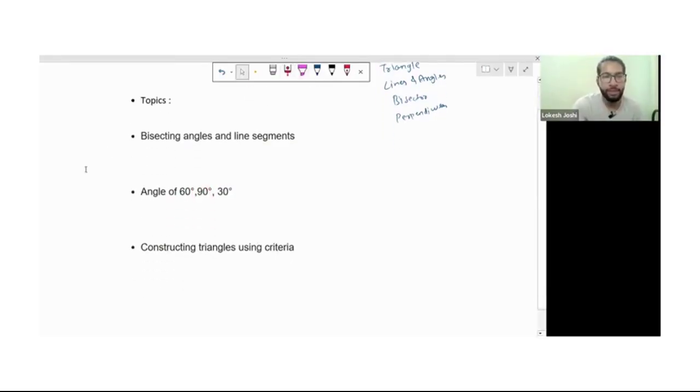Now, when all these things are done, we know how we can draw angles and bisectors of line segments, and that's enough for us to draw triangles as well. There are four properties of the triangle which we will use to construct them. So that's all the topics we have to discuss.